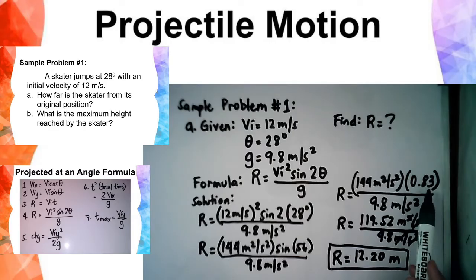Okay? Now, the next step, you need to multiply 144 times 0.83. You will get 119.52. Okay? Now, pag nakuha nyo ni 119.52 meters squared per second squared, you need to divide sa acceleration due to gravity, which is 9.8 meter per second squared. So, 119.52 divided by 9.8, you will get the final answer, which is 12.20. Maka-cancel out yung ibang mga units dito. Ang matitira is meter. So, this is our final answer.